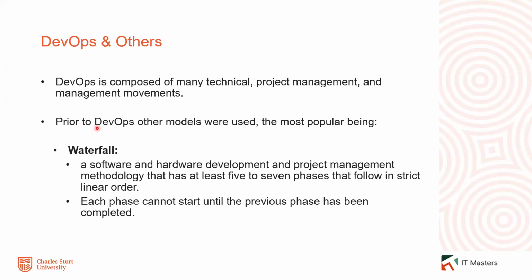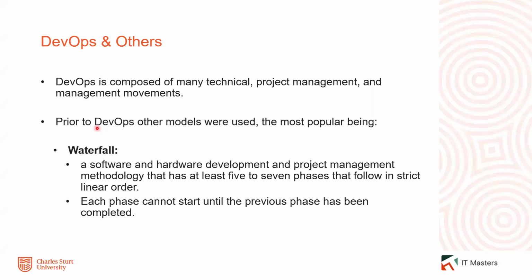So this is simply a development methodology that has somewhere between 5 to 7 different phases, and they all follow each other in a strict linear order. Each phase has to be completed before you can start the next phase. So phase 1 has to be completed before you go to phase 2.